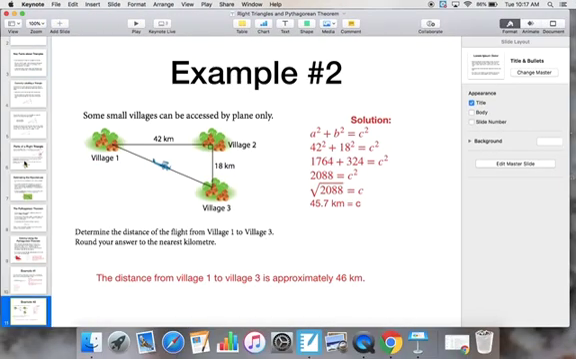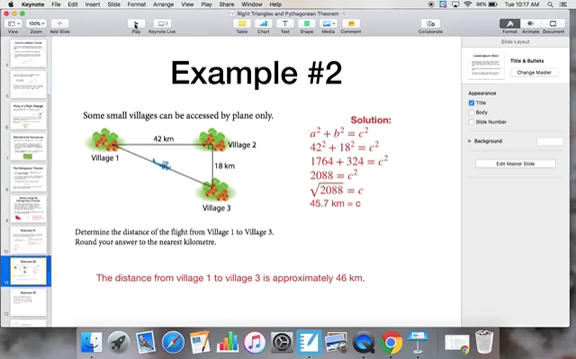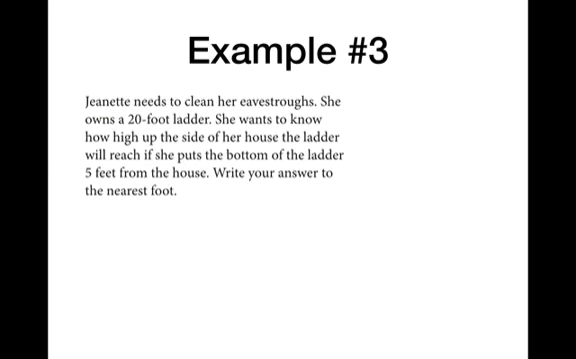Okay, let's go back. We've got 2 more examples to look at. In example 3, we have Jeanette, who needs to clean her eaves troughs, the parts on the top of your roof that might collect leaves or debris throughout the year, blowing wind and all that. She owns a 20-foot ladder. She wants to know how high up the side of her house the ladder will reach if she puts the bottom of the ladder 5 feet from the house. Write your answer to the nearest foot.